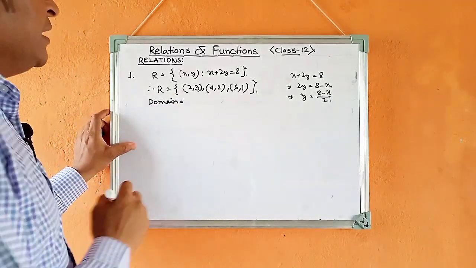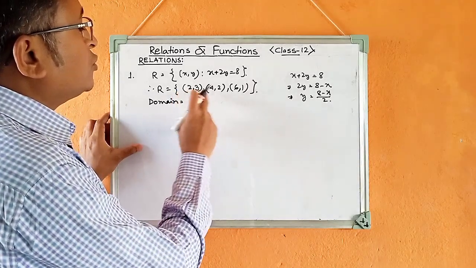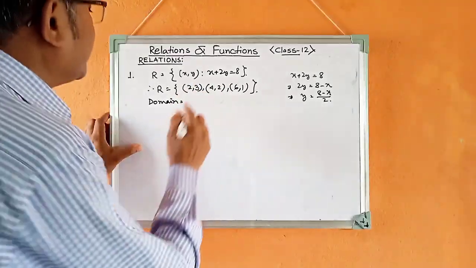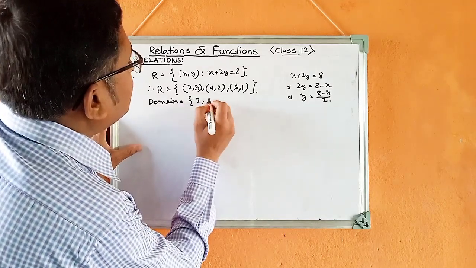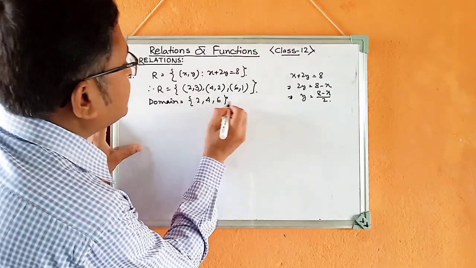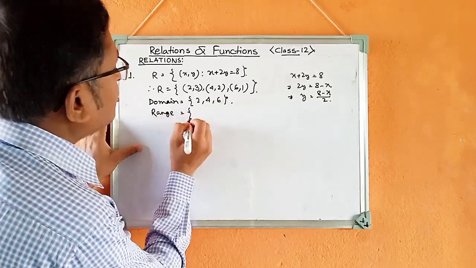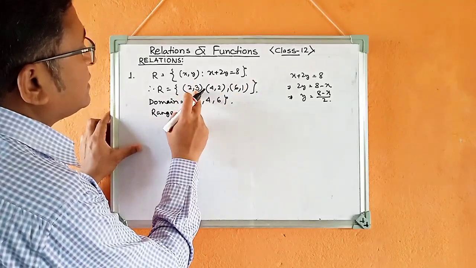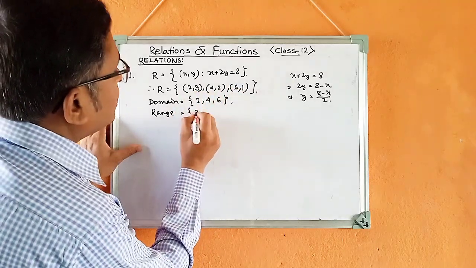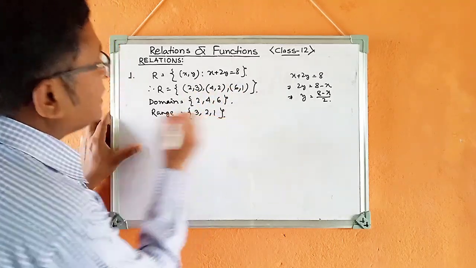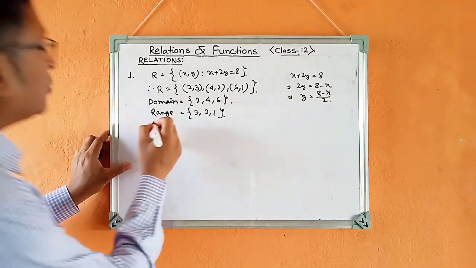Listen carefully. All the first elements, that is 2, 4, 6, are called the domain. So domain = {2, 4, 6}. Now range: all the second elements are called the range, that is 3, 2, 1. That is the range. And codomain.